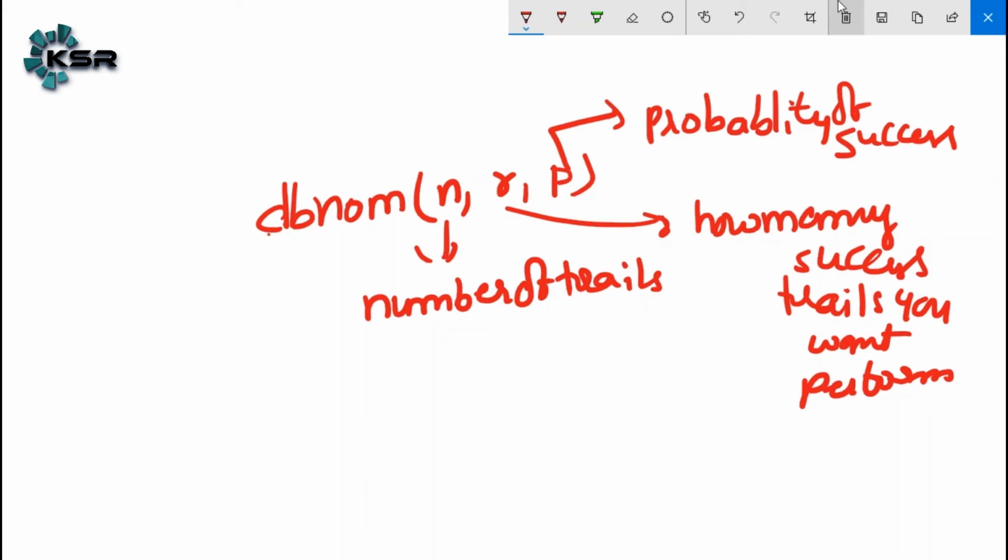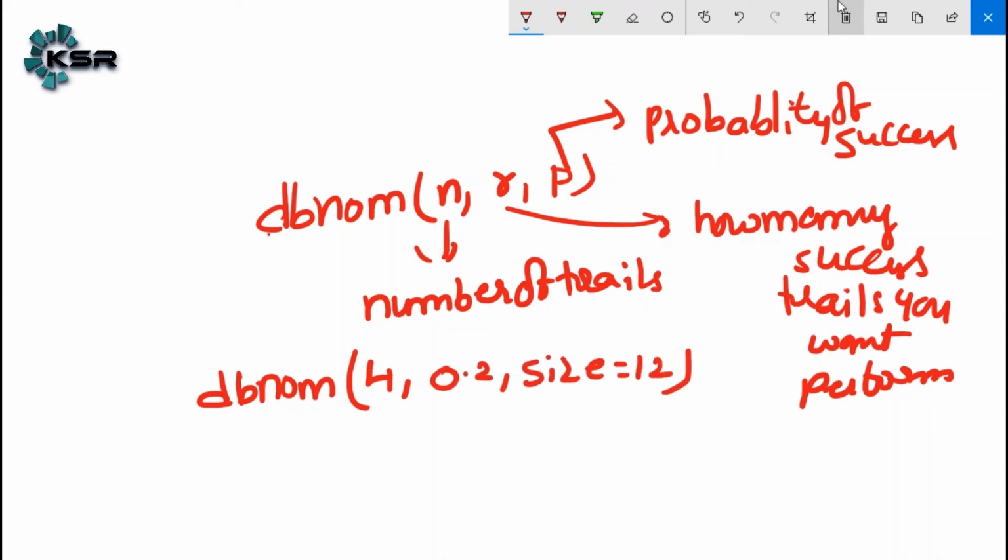Here, for this example, let me write down here. D binom, in our case, that is the general way, right? But in the syntax, how do we write when we write in the R? 4, 0.2 comma size is equal to 12. This is how we will write in R.